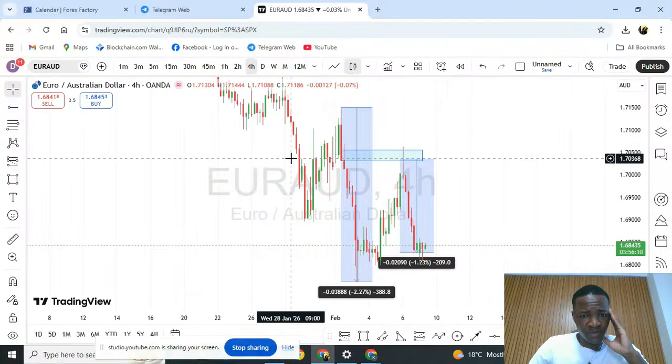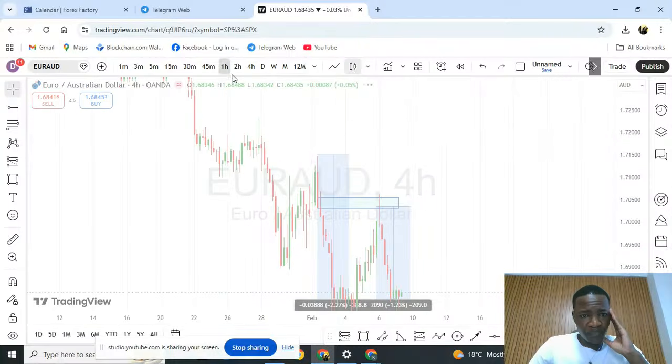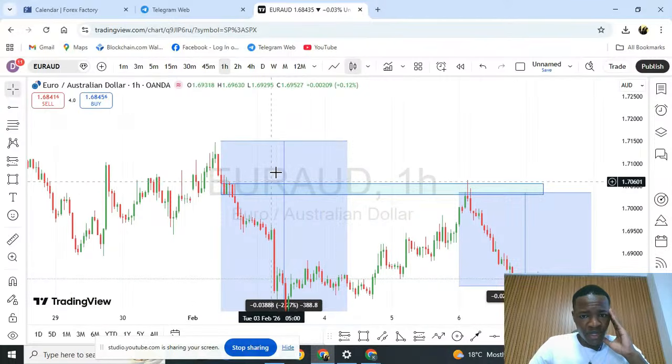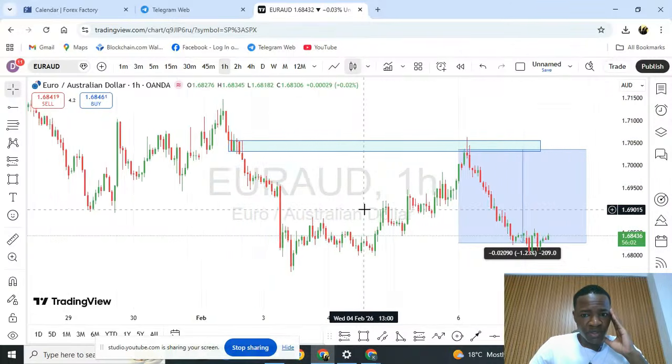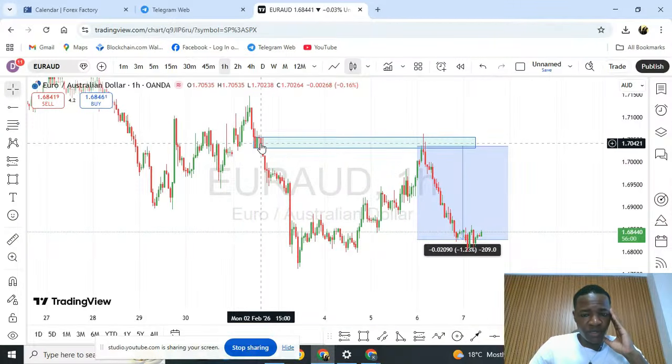I think the order block was still visible on 1 hour. The visibility was also on 1 hour and 2 hours from this setup. So we were able to catch this setup and remove this one. You can clearly see this order block from this particular level.